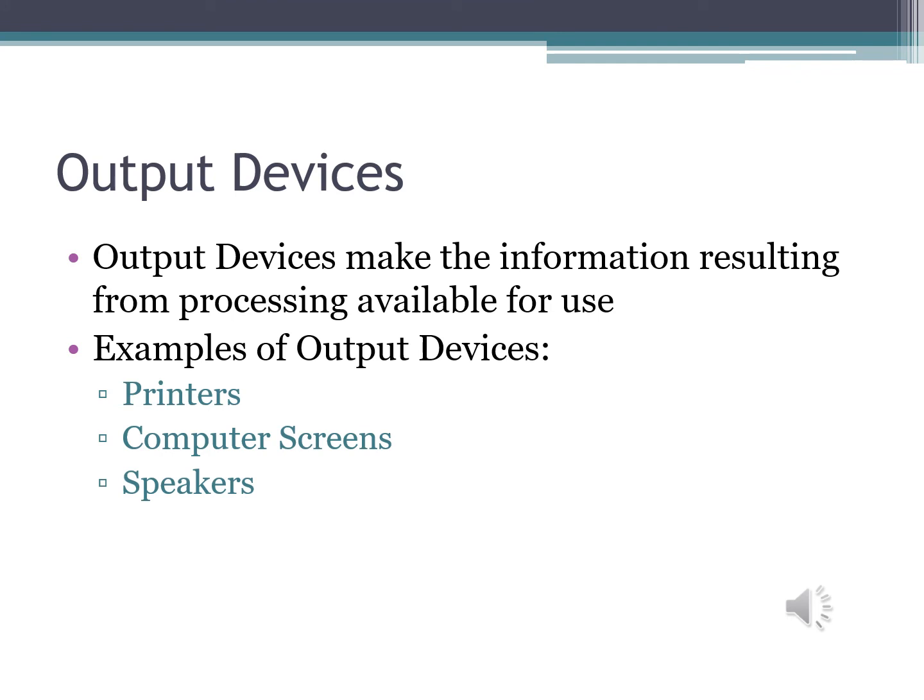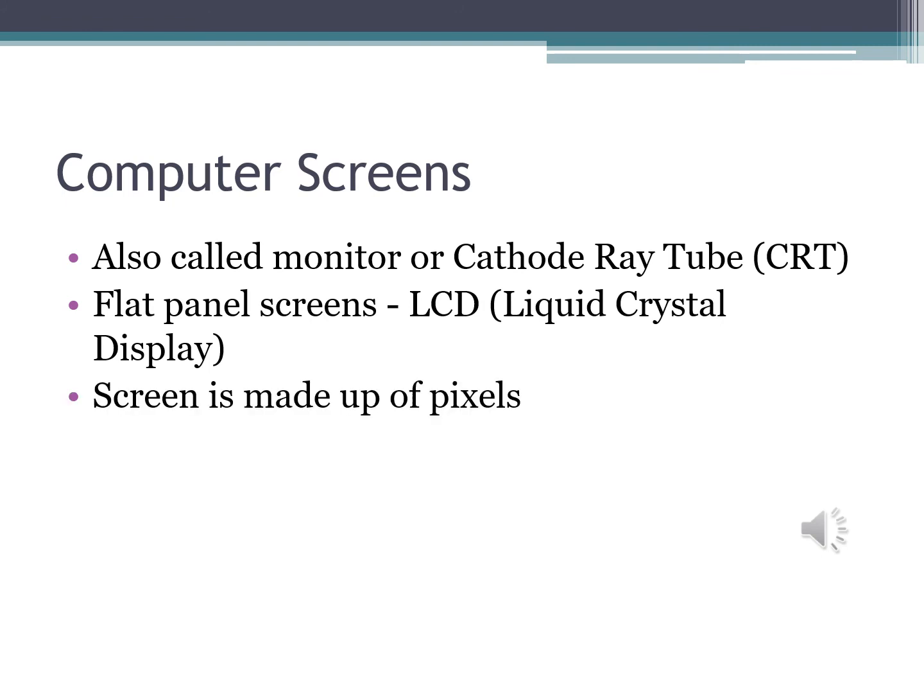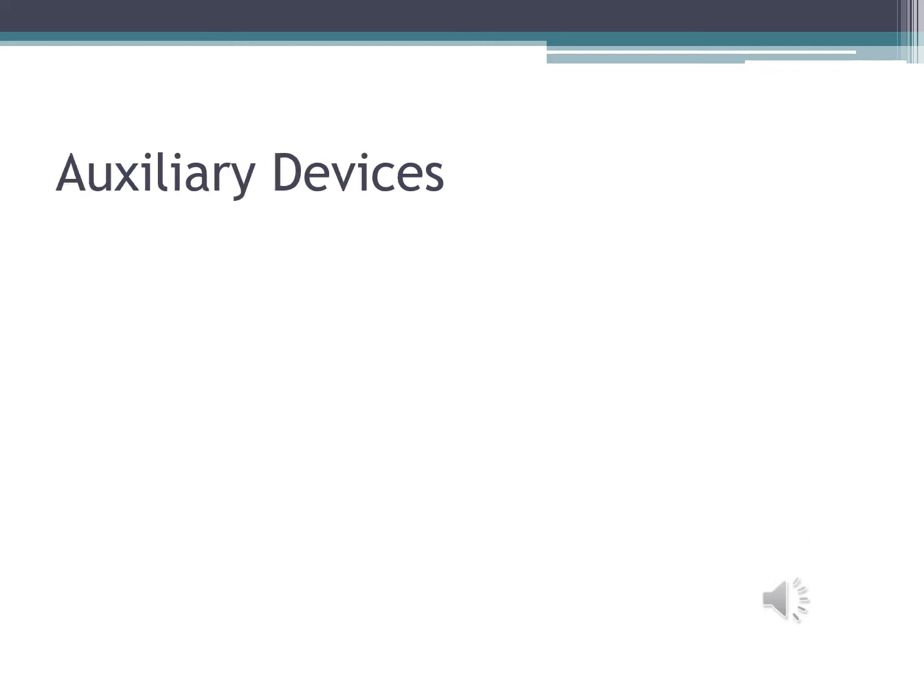Output devices make the information resulting from processing available for use. Examples of output devices: printers, computer screens, speakers. A screen is also called a monitor or cathode ray tube, CRT. Flat panel screens, LCD: a liquid crystal display screen is made up of pixels.